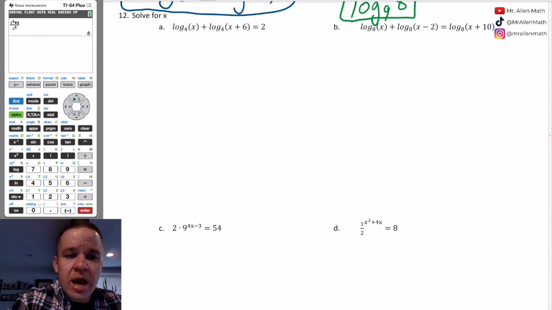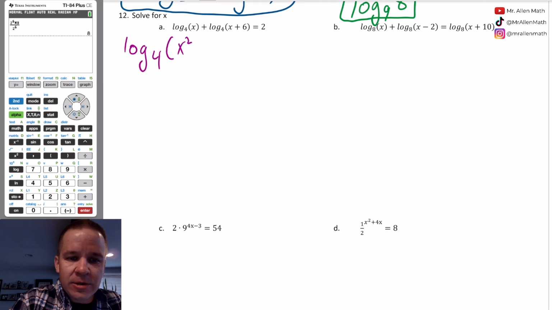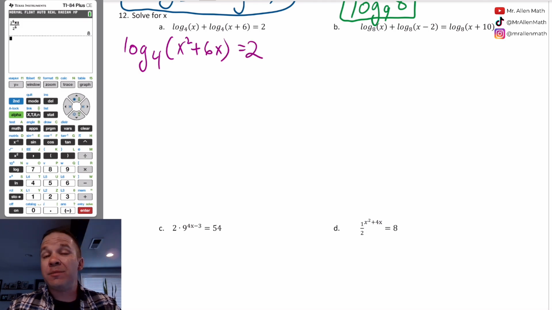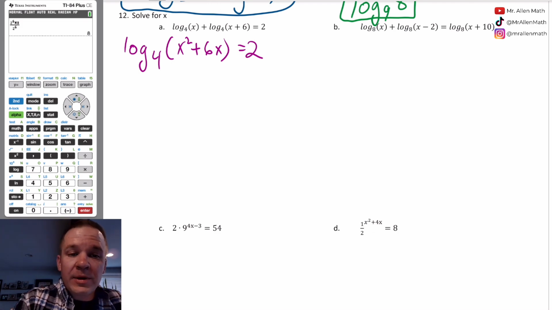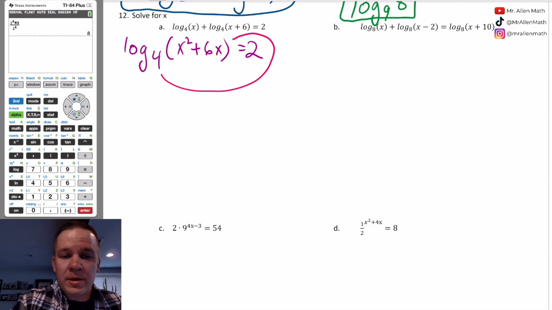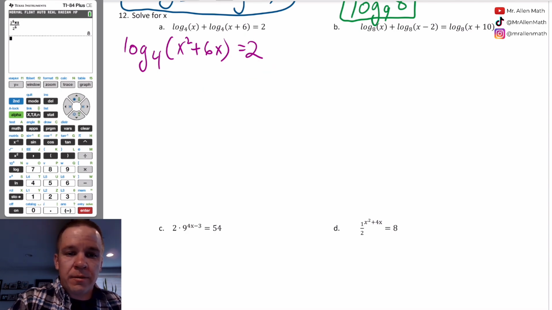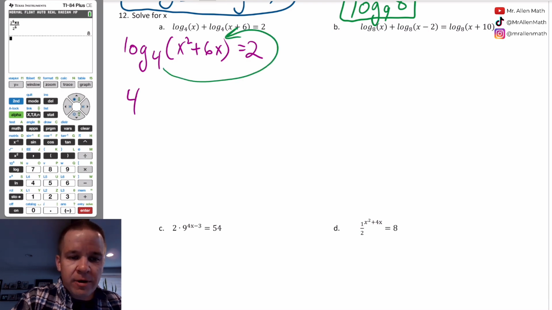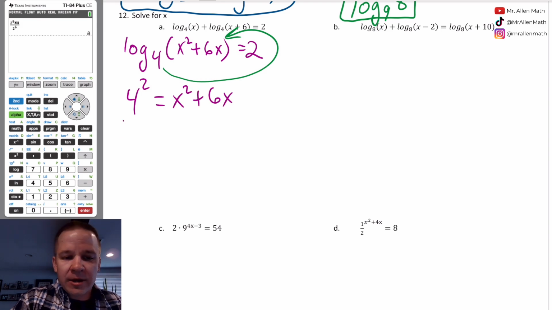So first thing here, I got log base 4 of x squared plus 6x. I'm multiplying my arguments, right? So I'm going to distribute that x into the parentheses of x plus 6. Then, because I only have 1 log, I'm going to swoop. I'm going to go with a green here. Loop, swoop. And then I'm going to have 4 squared equals x squared plus 6x. So I got 16 over here equals x squared plus 6x.